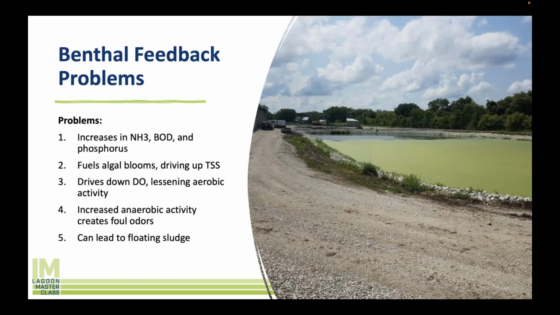So what are the issues with benthol feedback? Well, benthol feedback in particular can re-release ammonia, phosphorus, and also put more BOD in the water column, put some of that undigested BOD portion of your sludge back in the water column for you, which is not always great. It fuels algal blooms, driving up TSS. We'll talk a bit more about that later. It drives down your DO, it lessens your aerobic activity, which lessens your BOD treatment. It increases your anaerobic activity, which creates odors, and it can lead to floating sludge. So lots of issues associated with benthol feedback that all come from having too excess biosolids.